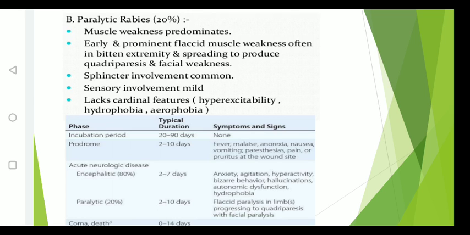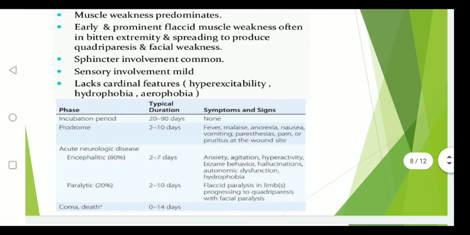That is, hyperexcitability will be there, then hydrophobia, then aerophobia. Mainly, when you are telling the phases, the incubation period of the particular condition is 20 to 90 days, that is, as I told you, up to 3 months. The duration may change according to the location of entry of the virus. The second point is prodrome. Prodrome lasts 2 to 10 days: fever, malaise, anorexia, nausea, vomiting, paresthesia, pain and pruritus at the wound site.